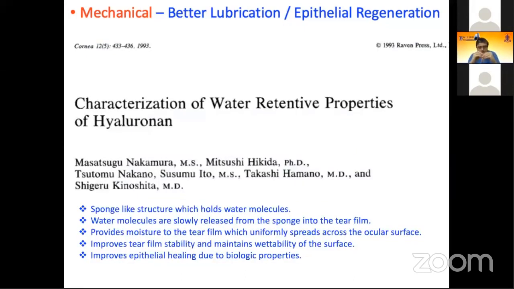Let's look at how the hyaluronic acid molecule behaves on the ocular surface. Hyaluronic acid is a sponge-like structure which has a very high affinity for water molecules. And just like a sponge, it holds the water and then slowly releases it into the tear film. And this can go on, as we said, for about 2 or 3 or 4 hours following instillation. It provides moisture which uniformly spreads across the ocular surface, maintains tear film stability and the wettability of the surface, and therefore improves epithelial healing because of its biological properties.